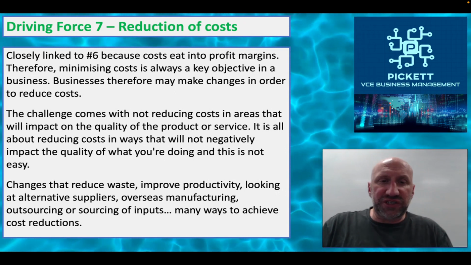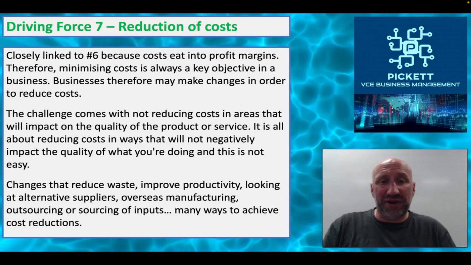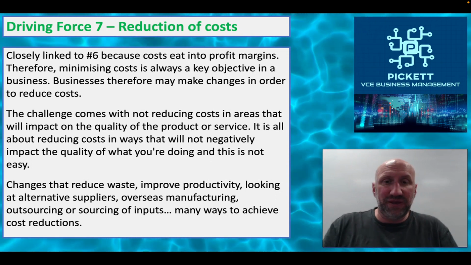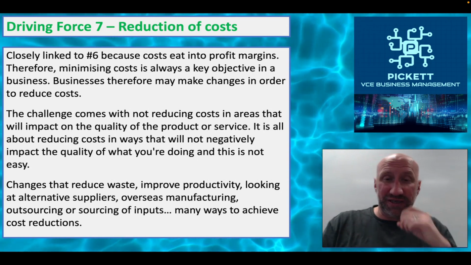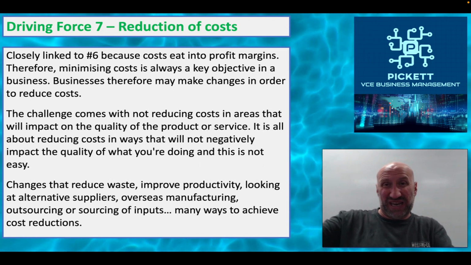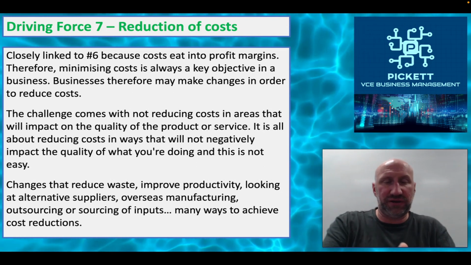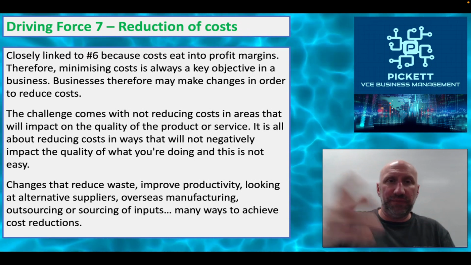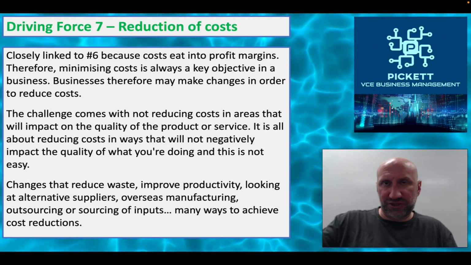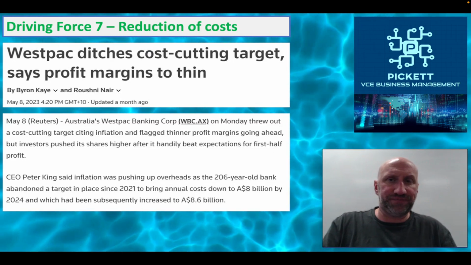Okay. Changes that reduce waste, improve productivity, looking at alternative suppliers, but again, maintaining the quality whilst paying less. Overseas manufacturing is a way to do this. Outsourcing or sourcing inputs overseas, lots and lots of ways to achieve cost reductions. They're not the only ones, but there are some examples. But it's always going to be a driving force in a business. Reducing costs has a positive impact on profits. So really, very, very similar to the profit one.